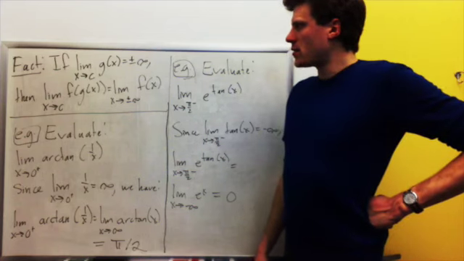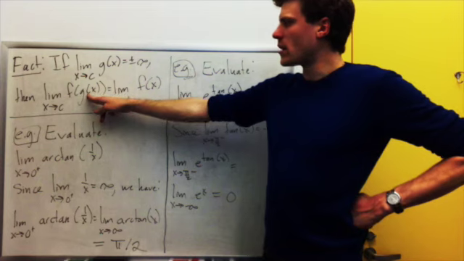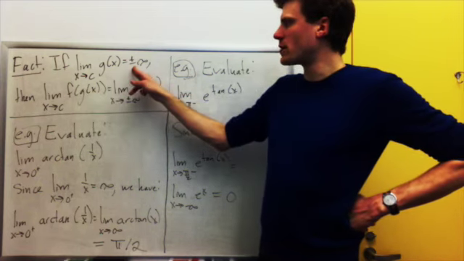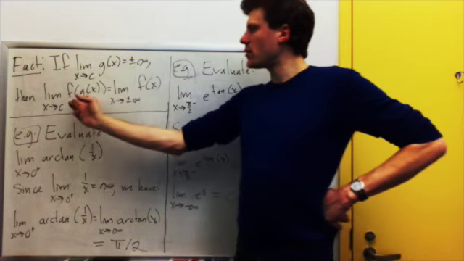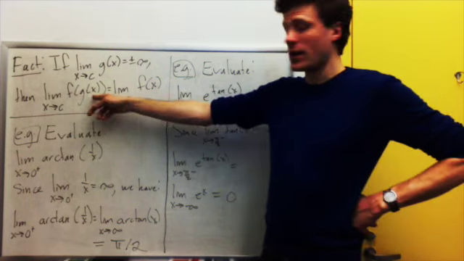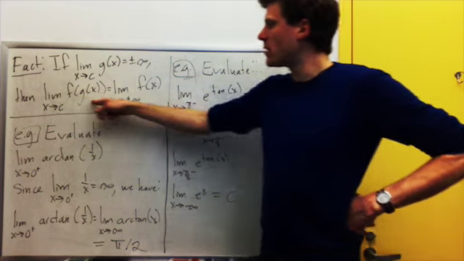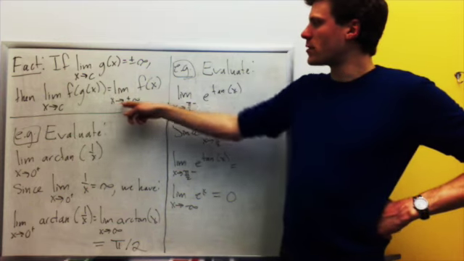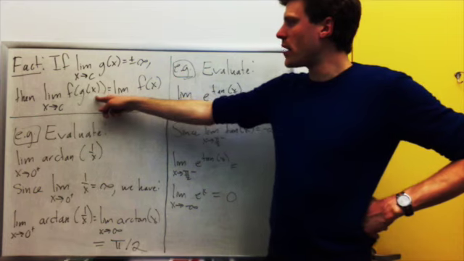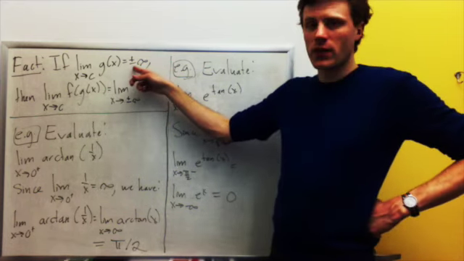Okay, here's a fact. Suppose we have a composition of functions f and g, and let's suppose that we're evaluating a limit where the inside function g is going to plus or minus infinity. Well, it doesn't make sense for me to plug in plus or minus infinity into f of x. Instead, I can rewrite this limit as the limit of x going to plus or minus infinity of f of x.